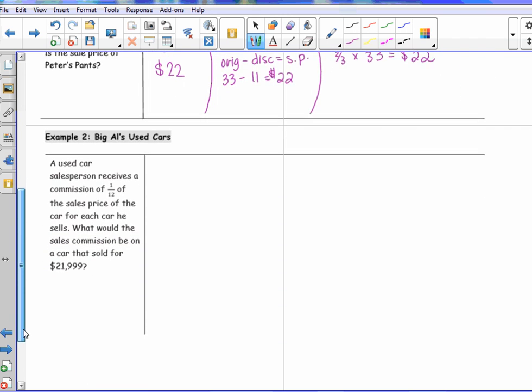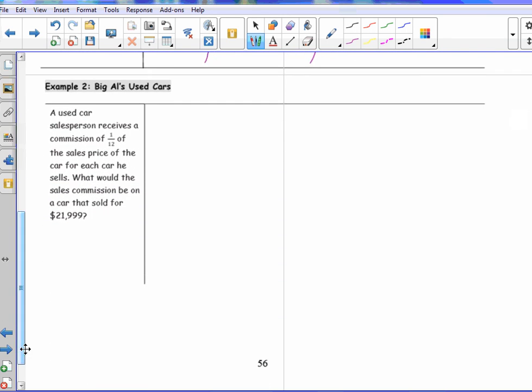And our next question, Big Al's Used Cars. A used car salesperson receives a commission of 1/12 of the sale price of the car for each car he sells. What would be the sales commission on a car that sold for $21,999? We're going to solve this problem in two different ways. First, we'll make a tape diagram.